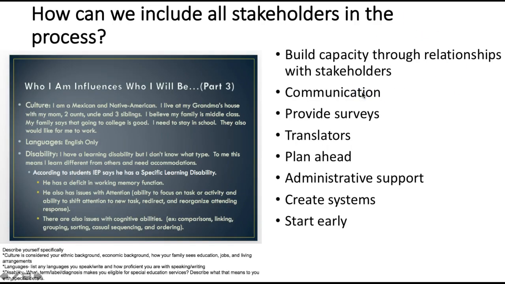And the next one is how can we include all stakeholders in the process? We know that we build capacity when we have relationships with others. And so if the parents are trusting you, if the outside resources and agencies are trusting you, if the community-based organizations are wanting to come in and work with you, then there's a lot more opportunities for growth. Ensuring that we have clear, consistent, transparent communication, that we are teaching also our students to be respectful and advocate for themselves in a socially appropriate manner.